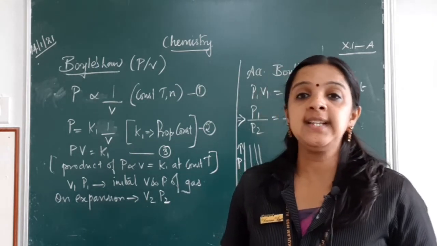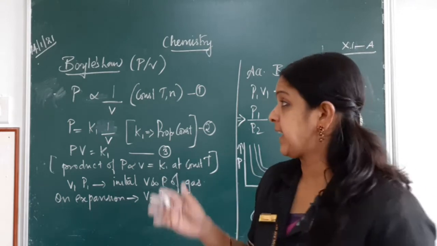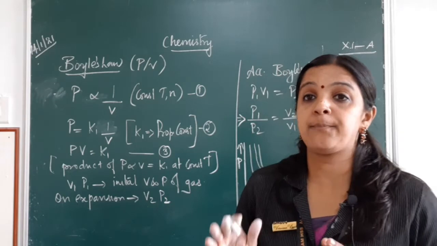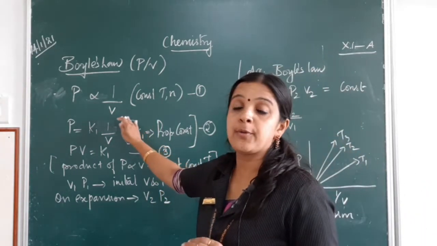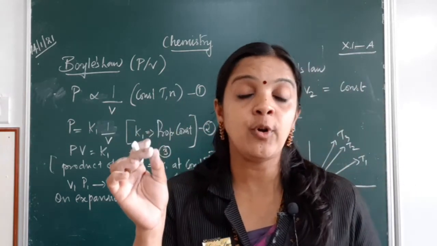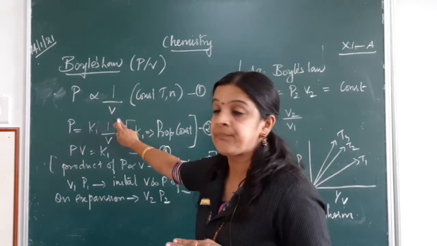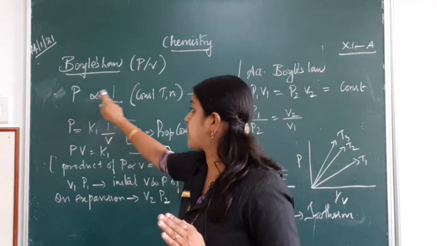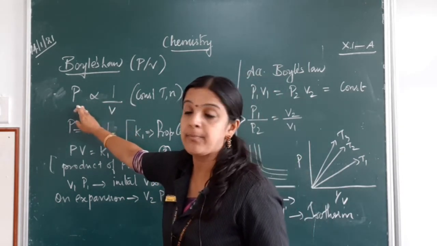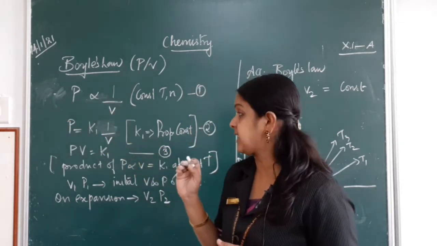So we have already learnt about Boyle's Law in our 10th standard. What does Boyle's Law state? At constant temperature and number of molecules, the pressure of a gas is inversely proportional to its volume. So we write P is proportional to 1 by V, and this shows that whenever there is an increase in pressure, the volume decreases, and whenever the pressure decreases, volume increases.